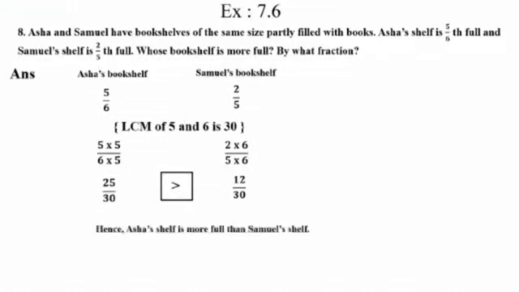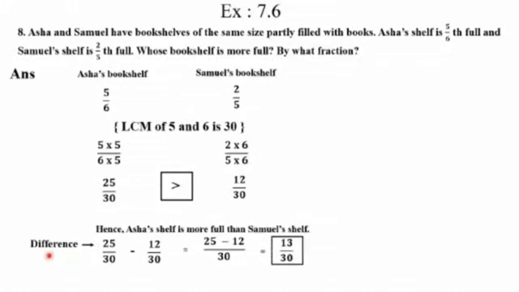That means Asha's shelf is more full than Samuel's shelf, right? So finally we found whose bookshelf was more full? Asha's bookshelf was more full. By how much? So what are we going to do? We are going to find out the difference. The difference is 25 by 30 minus 12 by 30. That is 25 minus 12, and the answer is 13 upon 30. So this is the fraction by which Asha's shelf is more full.